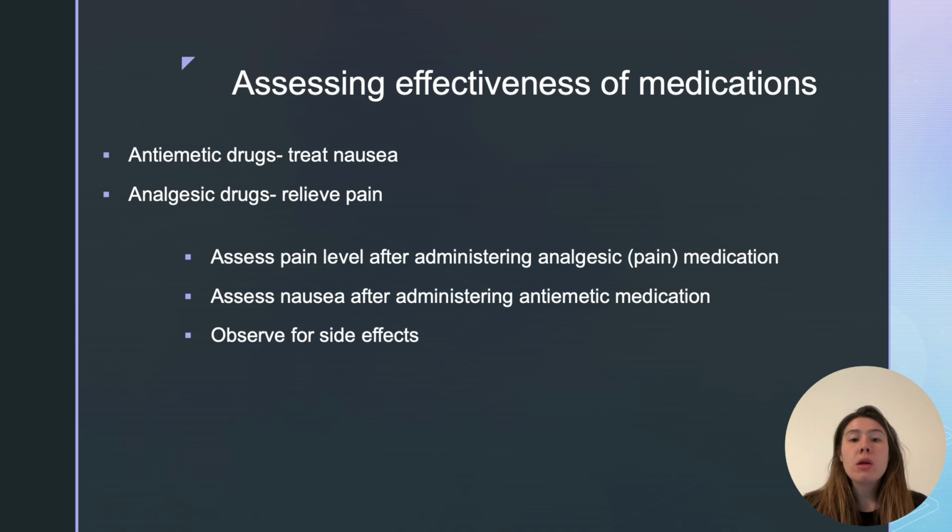We would also assess the nausea from the antiemetic drugs. We would say, are you currently experiencing any nausea? Have you vomited? And then we would also observe for side effects, because for the pain medicine, since he is post-op, most likely he would be given opioids. So we want to make sure that his O2 levels are still good, that he is breathing fine, and his mental status is okay. And then we also want to make sure that the nausea and vomiting starts to decrease so that it doesn't affect his hydration levels.